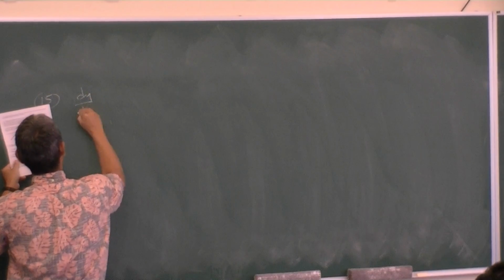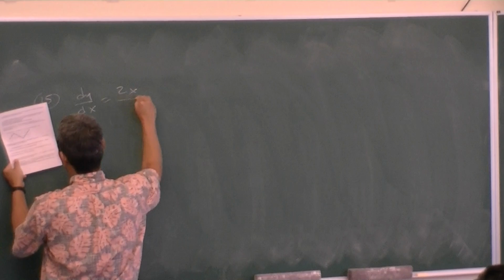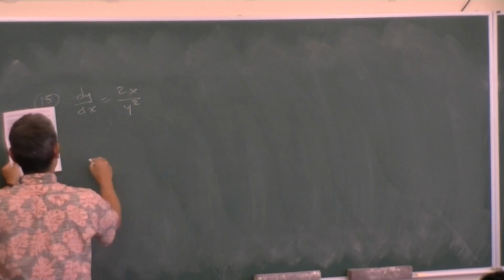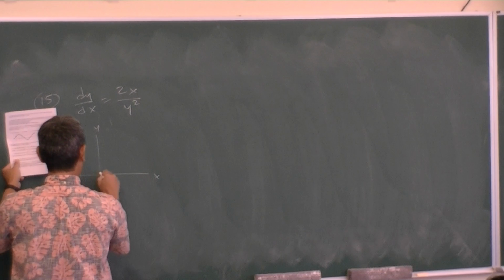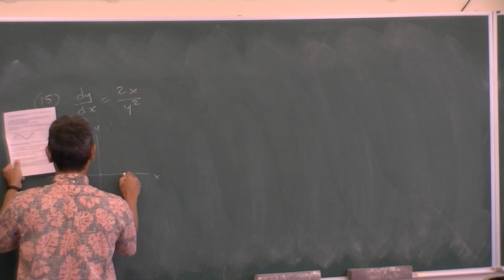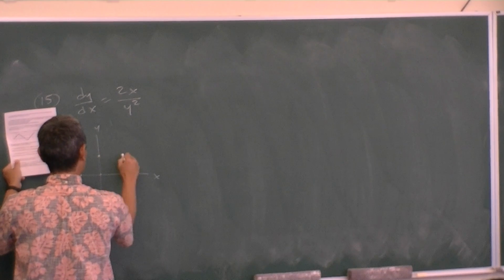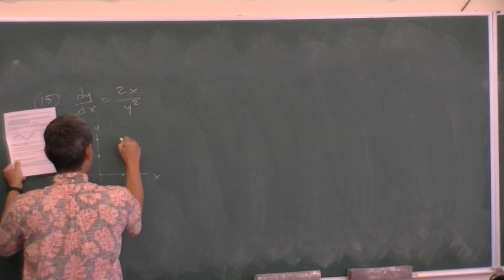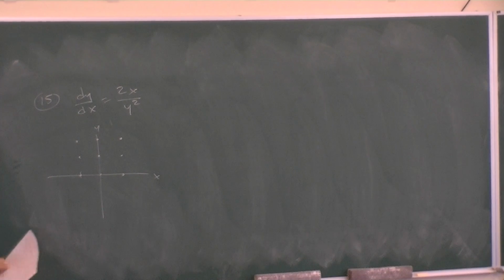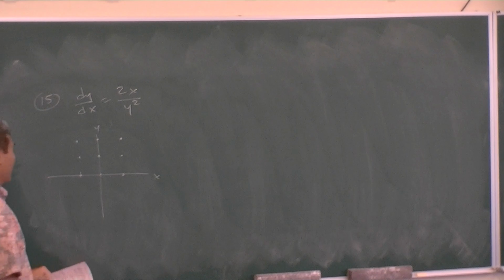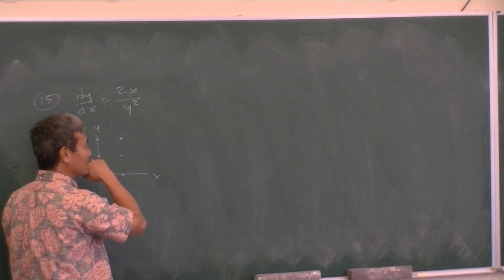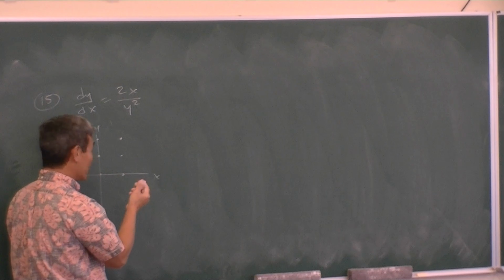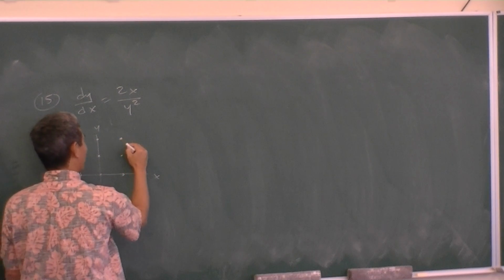dy/dx equals 2x over y squared. Draw a slope field. You guys remember what that is? From -1 to 1 and from 0 to 2, at these 9 points, draw a slope field. What does dy/dx mean? Derivative or slope.